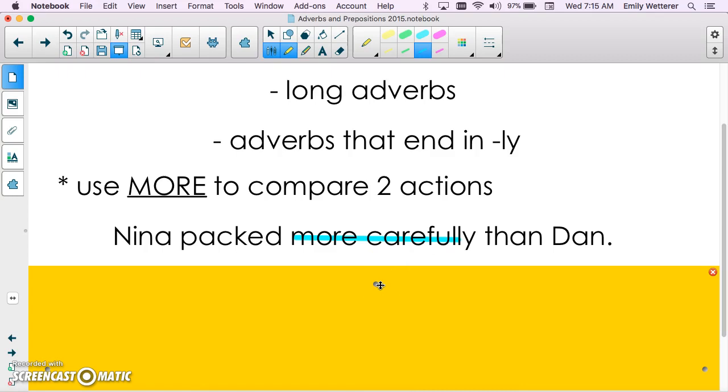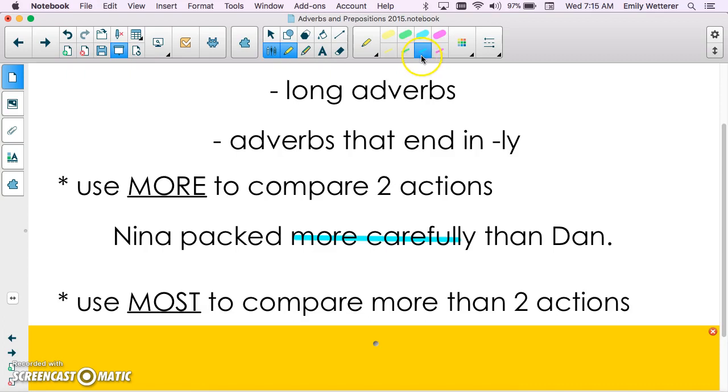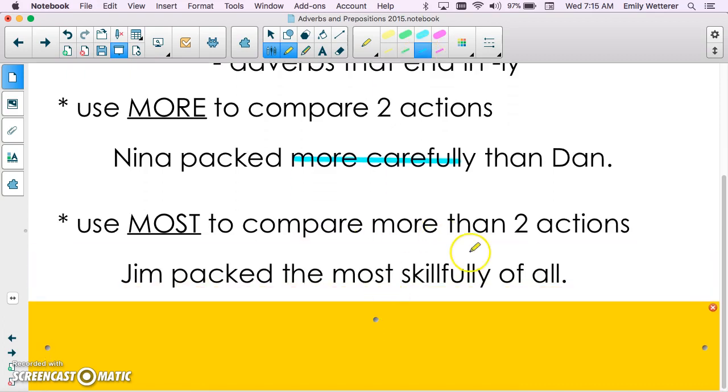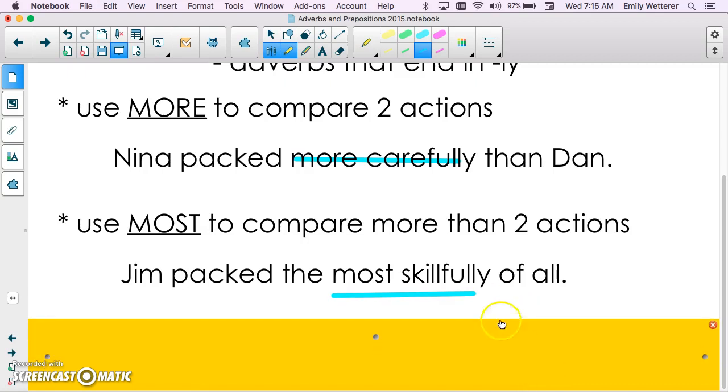So it ends in an ly. We need to use more or most. But we use most to compare more than two actions. For example, Jim packed the most skillfully of all. Again, we're not going to say the skillfuliest. That doesn't sound right. We want to use most skillfully because it ends in an ly. And remember our rule, you never use er or est with more or most. That is a huge pet peeve. We would not say most higher, most highest, not okay.